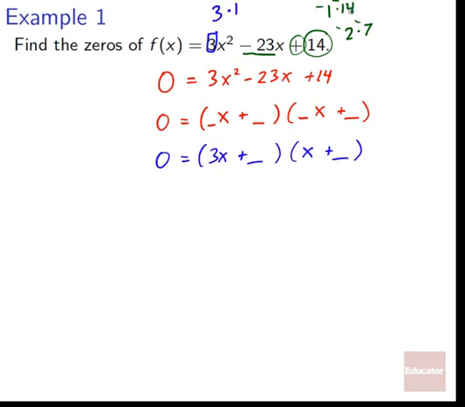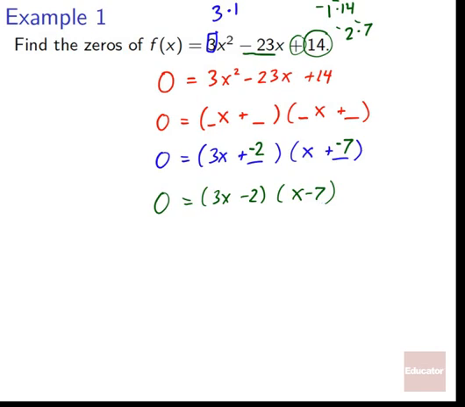So negative 1 times negative 14, we'll notice that either way that we put that in, that won't work out. But we can plug in negative 2 times negative 7, and we can amp up this negative 7. So plus negative 7 here. Put in the negative 2 here, and we get 0 equals 3x minus 2 times x minus 7. We've managed to factor it.